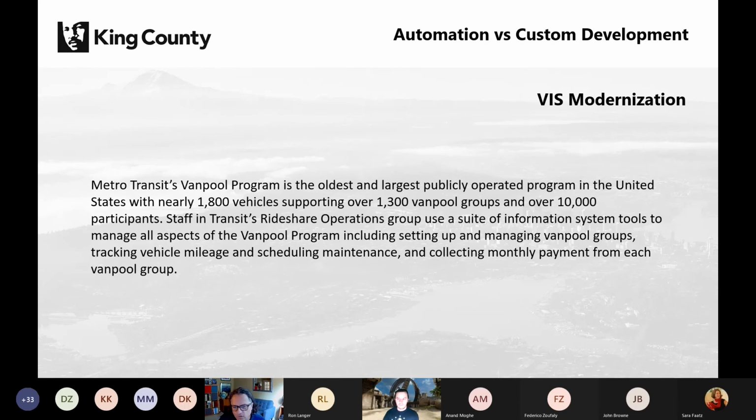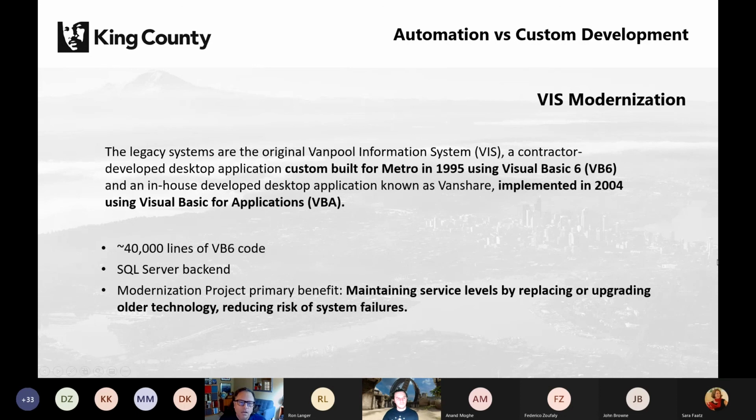So if you go to the next slide, it talks a little bit about what that does. Or maybe it was the previous slide, but essentially there's accounting, bookkeeping, document management, payment management, some accounting practices. All that was stood up over time, probably by one or two in-house developers, custom built in 1995 using VB6. There's another side application that came along known as VanShare that was implemented in 2004 using Visual Basic for Applications. I think that's code for Microsoft Access, but I'm not sure.